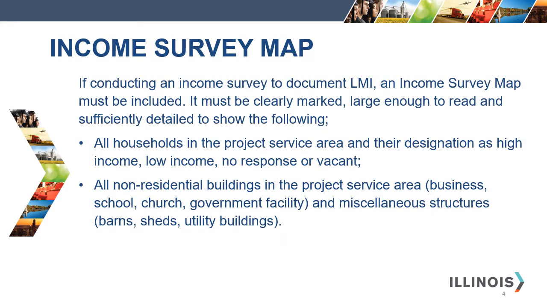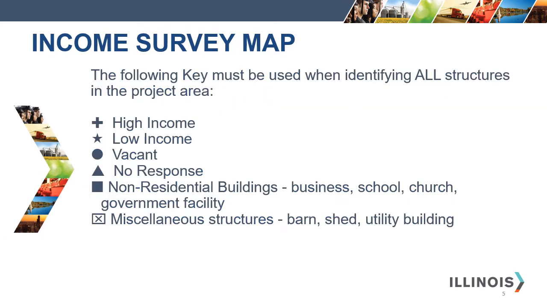If you are conducting an income survey to determine 51% low to moderate income for a service area, an income survey map must be included in your application. This map must be large enough for the review team to clearly identify all of the households surveyed, as well as the no response units, the vacant units, and any non-residential buildings in your project's service area. On the income survey map, please use the key on this slide to identify the structures in your project service area.